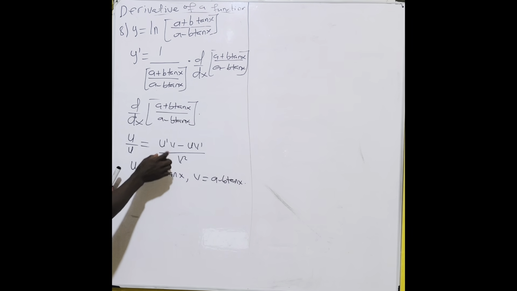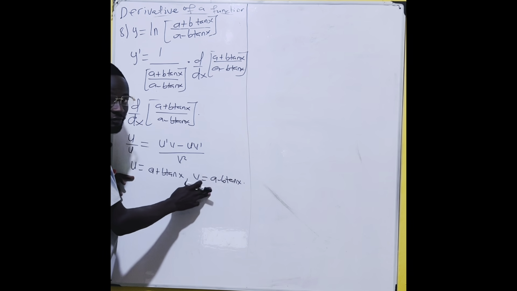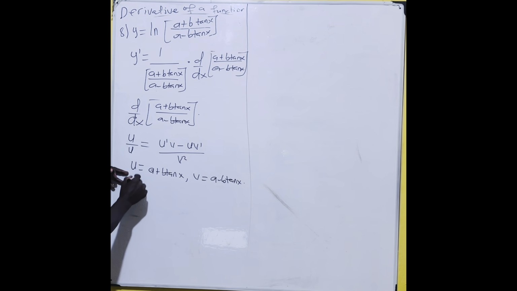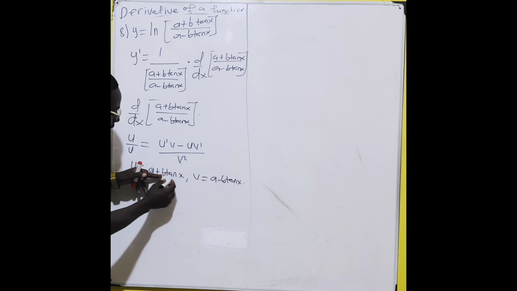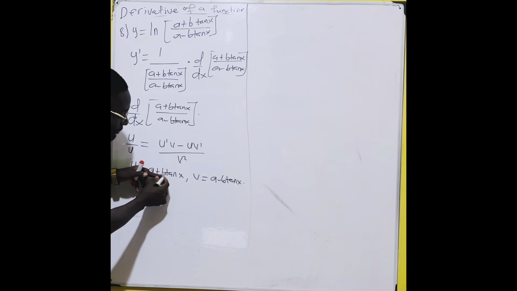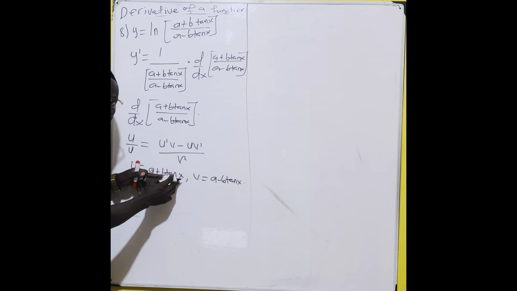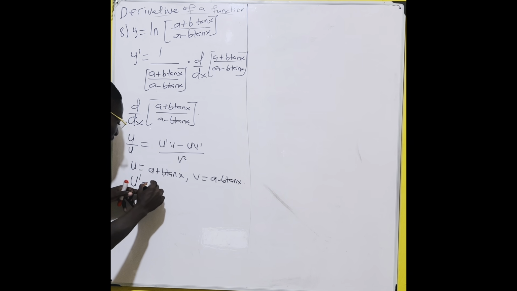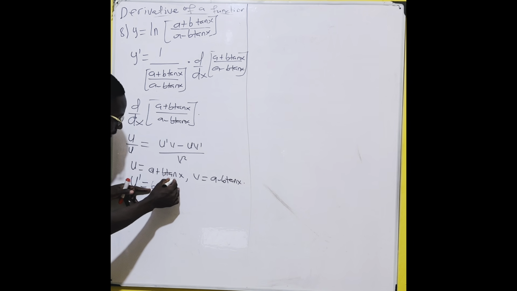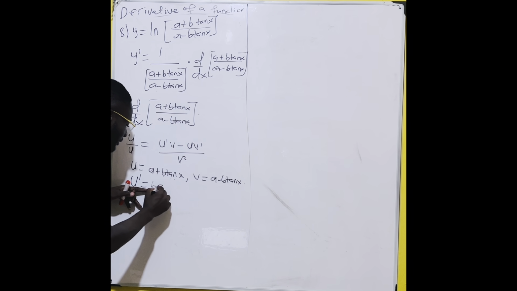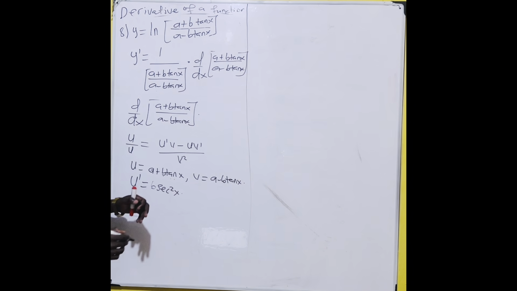Now we have to find our u prime and our v prime. So our u prime will be equal to the derivative of a, which is a constant, so 0. Then we differentiate b tan x, where we could apply the product rule. But b is a constant, so when we differentiate it, it will be 0, and 0 multiplied by tan x gives us 0. So we maintain b, then differentiate tan x. The derivative of tan x is sec squared x.